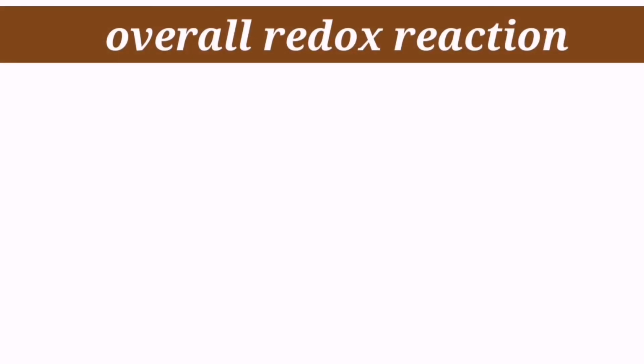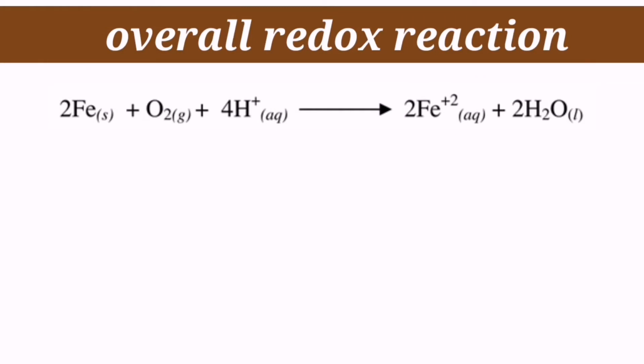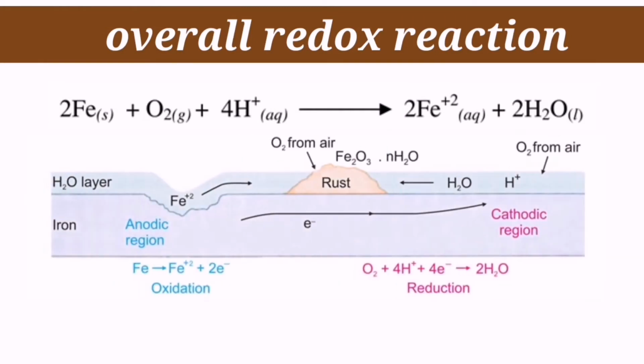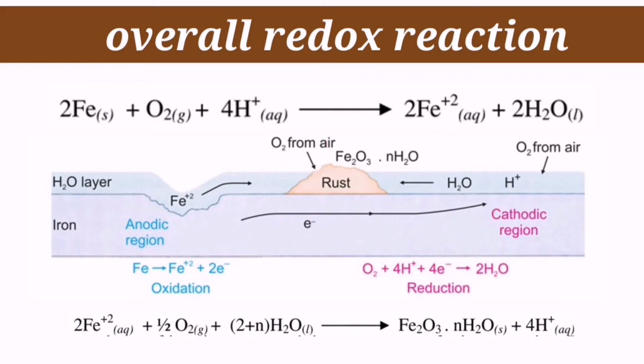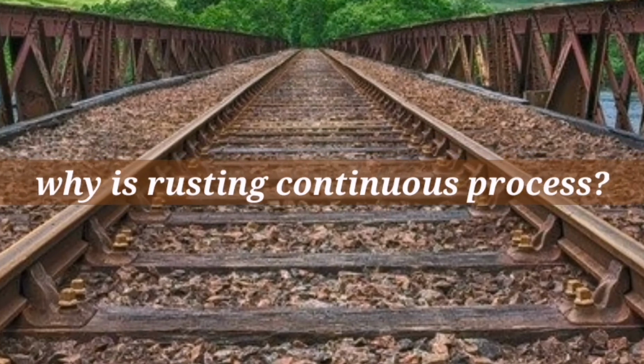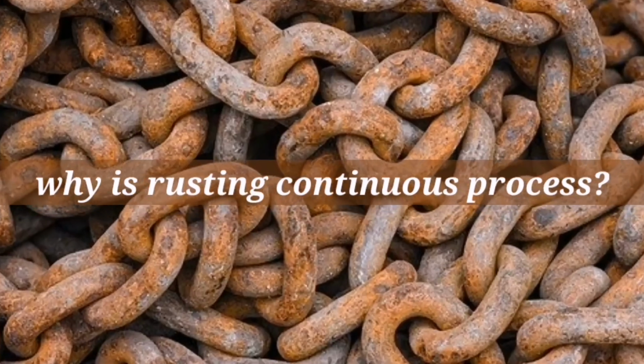Overall redox reactions are the following. The ferrous ion formed spreads throughout the surrounding water and reacts with oxygen to form the salt Fe2O3.nH2O, which is called rust. It is also a redox reaction. Here is the redox reaction.